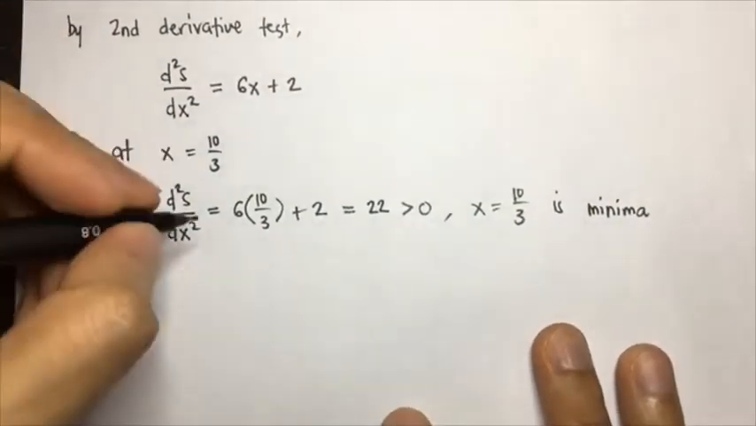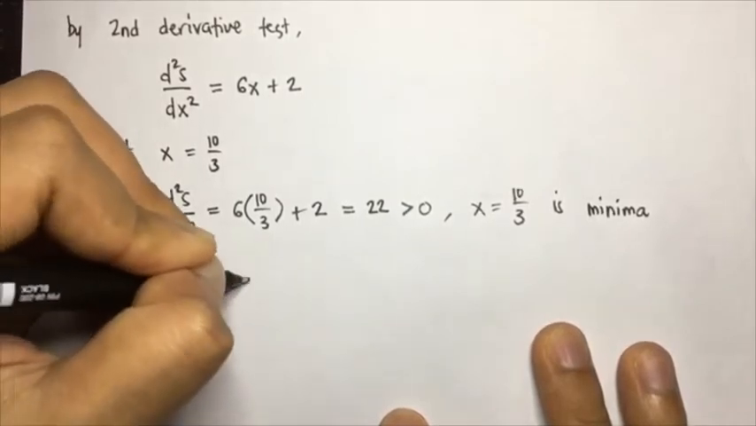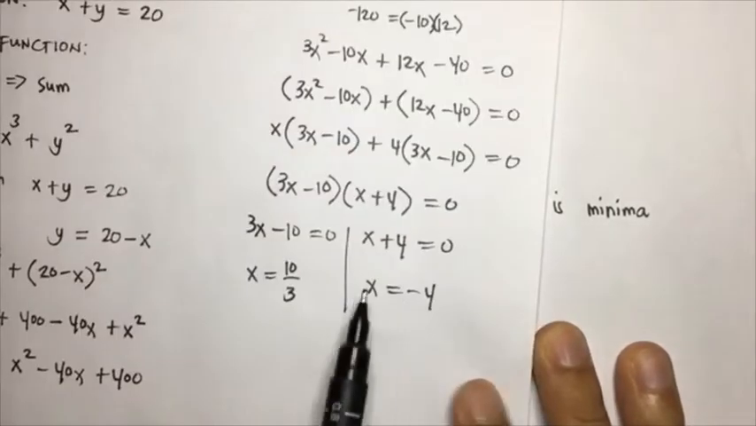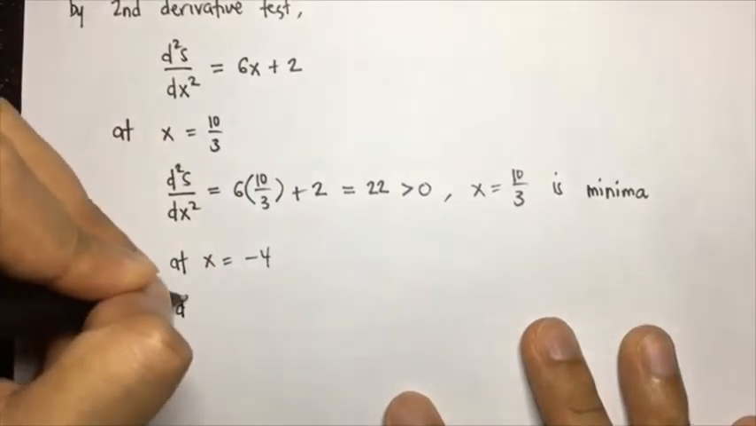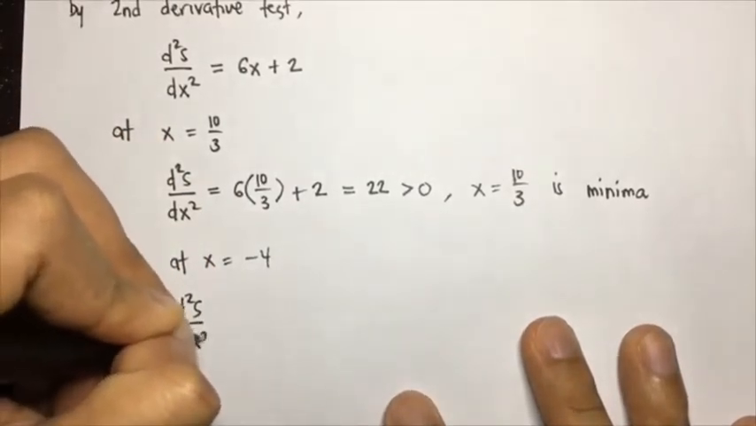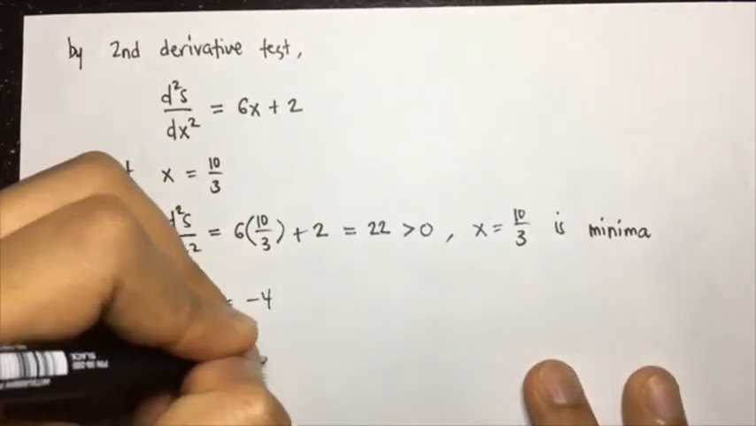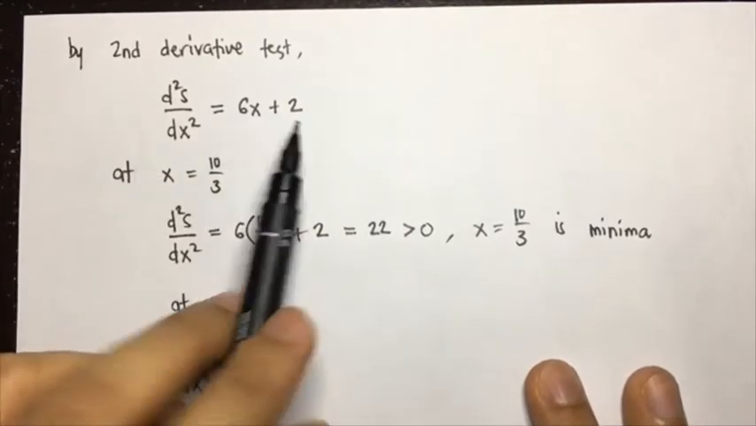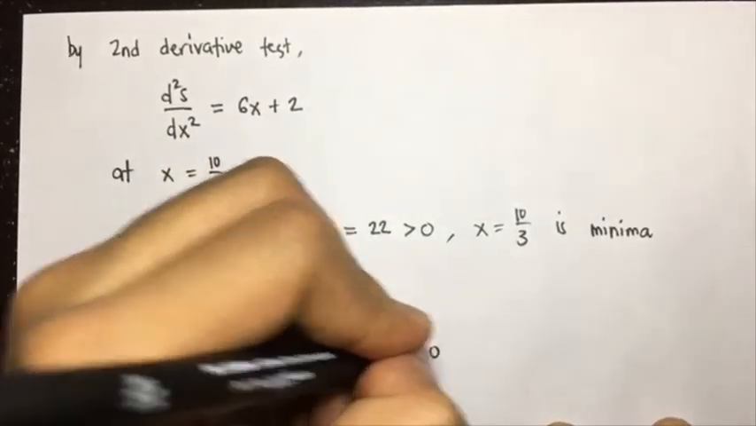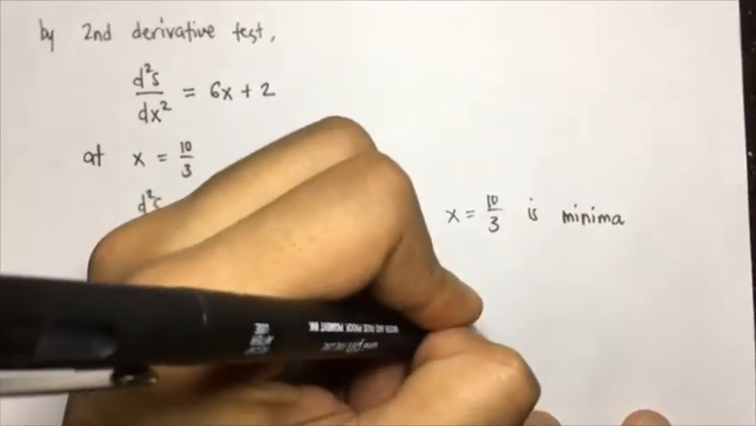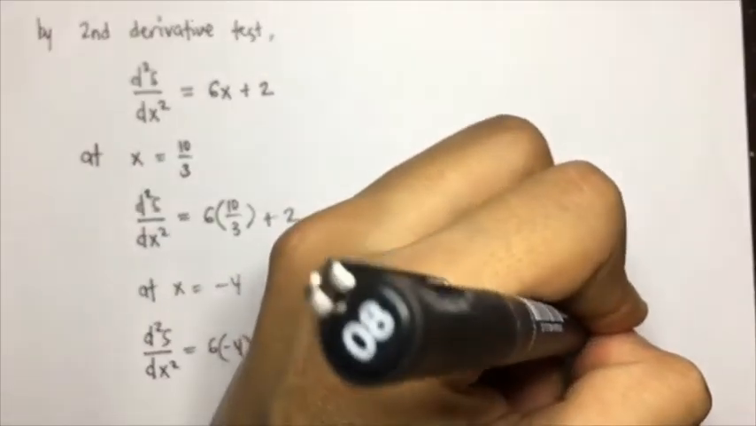At x is equal to negative 4, the other point that we have solved, we'll test if it's a minimum or a maximum. d squared s over dx squared is equal to 6 times negative 4 plus 2, so this is negative 22. It's less than 0, so therefore x is equal to negative 4 is a maximum.